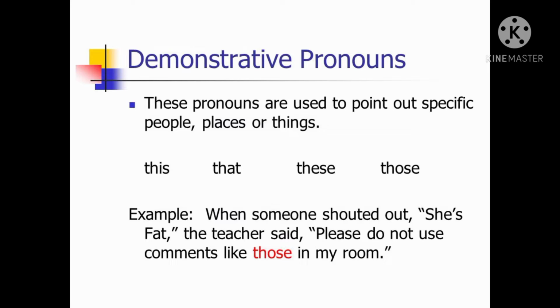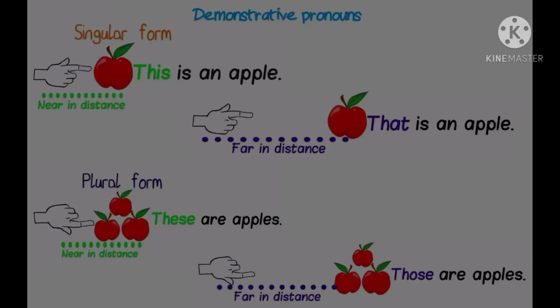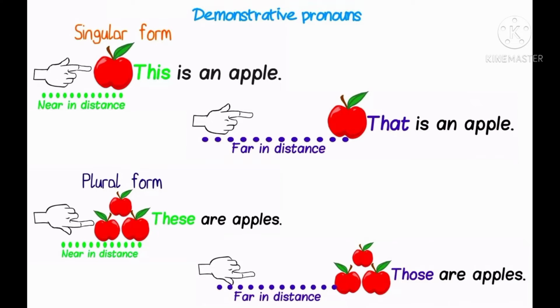Next, we have already done demonstrative pronouns. These pronouns are used to point out specific people, places or things. There are four demonstrative pronouns: this, that, these and those. Let's see their usage. To point out a singular object which is near in distance, we use this. To point out a singular object which is far in distance, we use that. In a similar way, we use these and those for plural nouns.